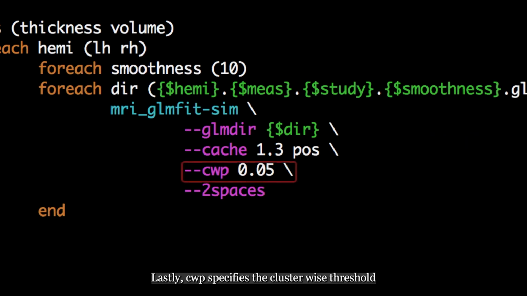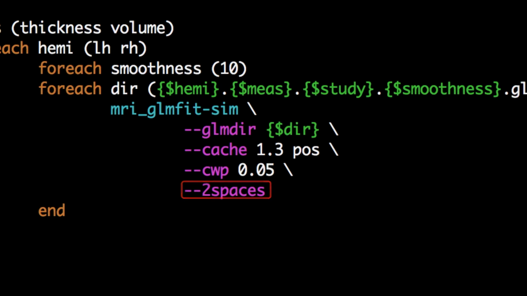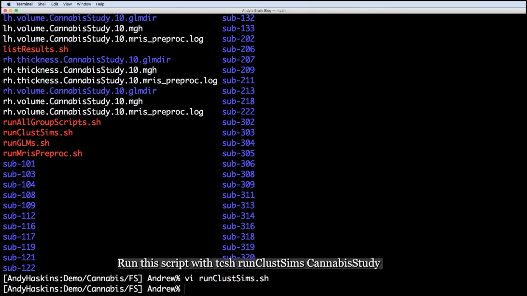Lastly, cwp specifies the cluster-wise threshold, or the significance threshold for the clusters. For most purposes, 0.05 is fine. --2spaces means to correct for doing tests on both the left and right hemispheres. If you are only interested in one hemisphere, you can omit this. Run this script with tcsh run_clussims.sh cannabis_study.